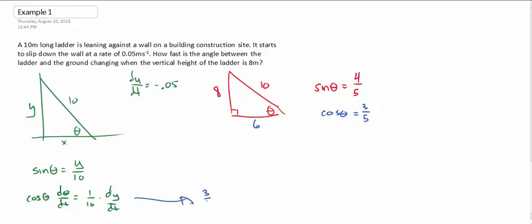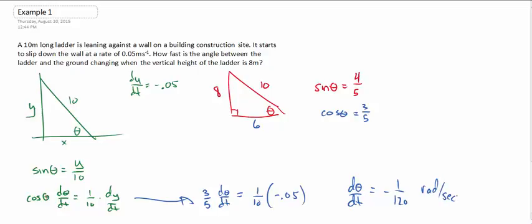Cosine theta is 3/5. d theta/dt is what we're looking for, equals 1/10 times dy/dt, which is negative 0.05. And we solve this for d theta/dt, and we get that d theta/dt is negative 1 over 120 radians per second. And in trigonometry, with calculus, we do deal in radians, not in degrees. And we should expect that this is negative because this angle will get smaller as the ladder falls down the wall.